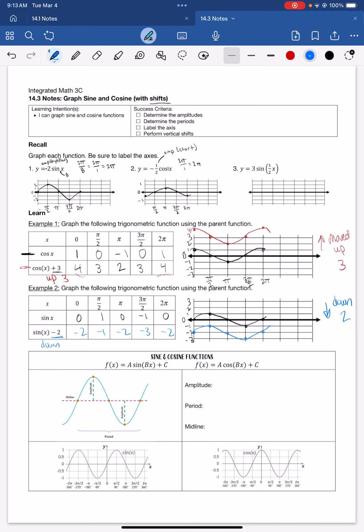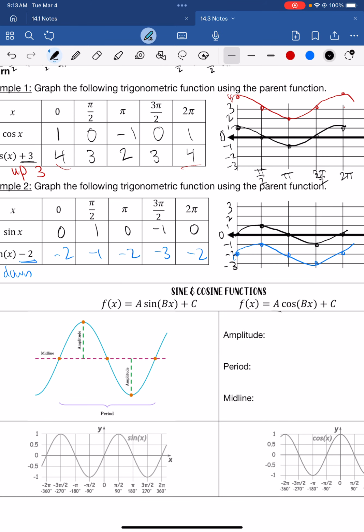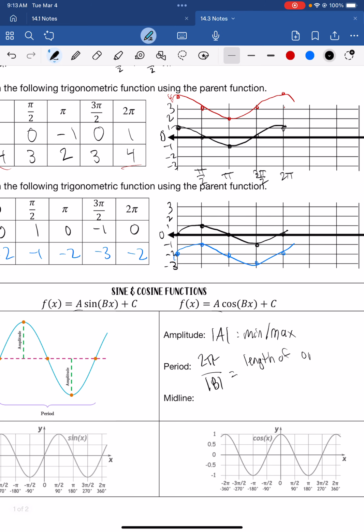So what is really going to tell us what's going on here? If we look down at this table, this is going to help us out. So our A value, again, is still just our amplitude. This is our A. We take the absolute value of this. So this is going to be our min or our max, the highest or lowest point, depending on the graph. Our period is still the same. So it's going to be 2 pi over the absolute value of B, and this is going to be the length of one full cycle. All right, and we're familiar with that.